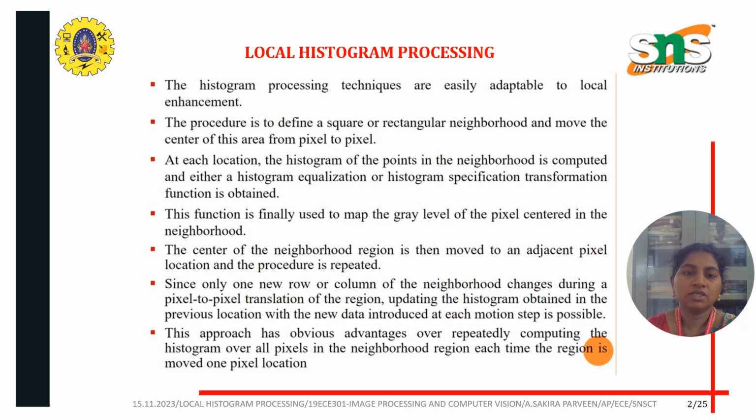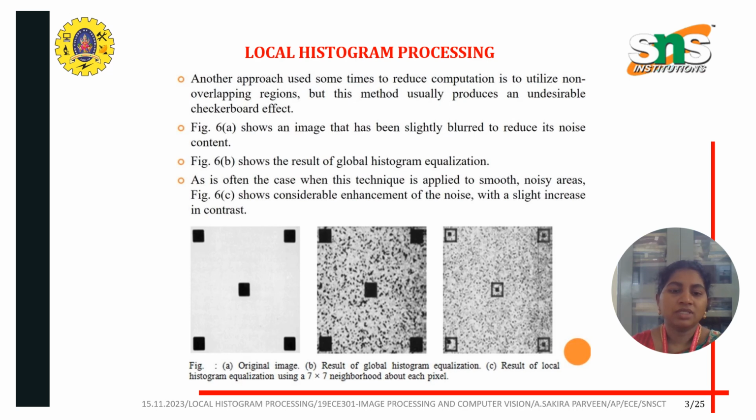So first, what is histogram processing? It is the frequency of occurrence of gray levels in an image, that is, of pixels in the image. When that is processed in a particular area, it is said to be local histogram processing. For localized processing, it is termed localized histogram processing. So this is the example of local histogram processing.